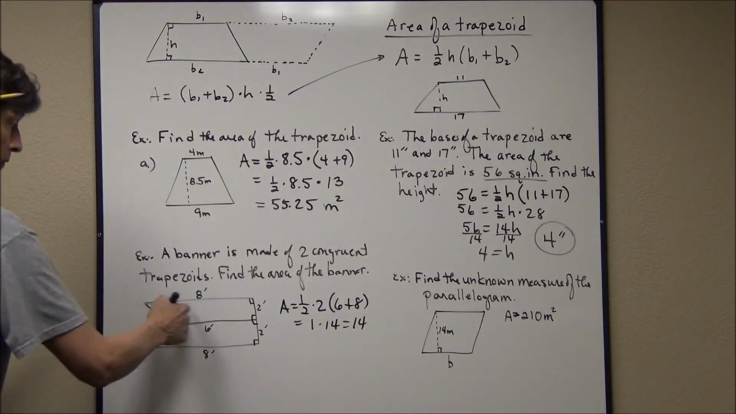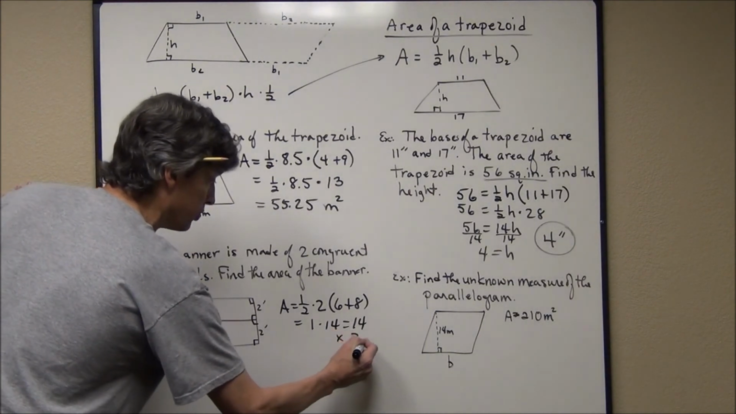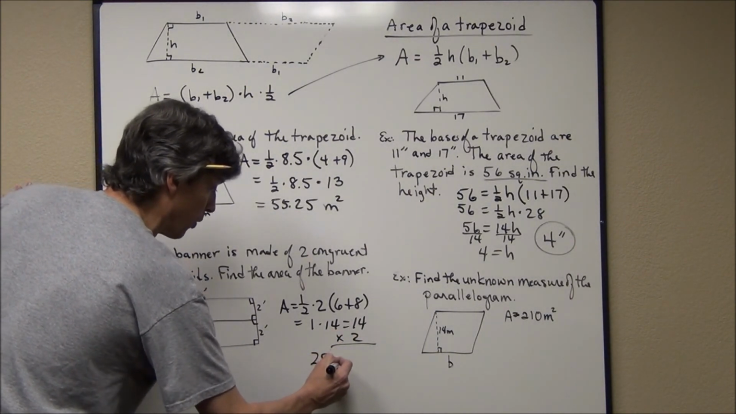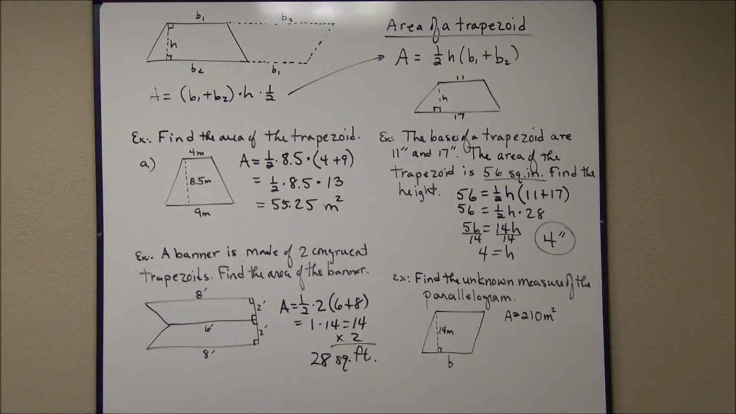Now that's just one of them, 14 square feet. These are in feet, square feet. So I'm going to multiply now by 2, and I get 28 square feet. And that would be the area of the banner.